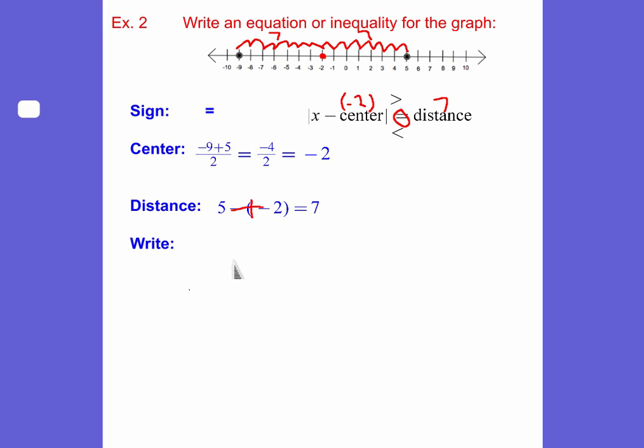And now you just need to write this down. x minus my center, -2, equals, because there's no shading, my result of 7, my distance. Want to clean this up? Minus a negative is the same thing as +2, so I get absolute value of x plus 2 equals 7. And there we go. That is how you can write an equation or an inequality for an absolute value given the graph.